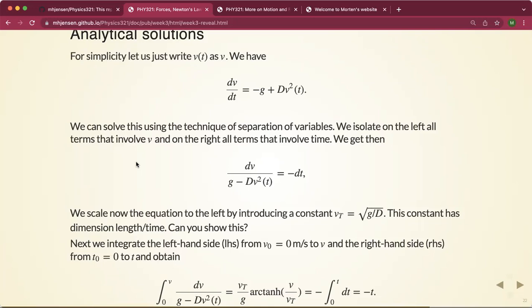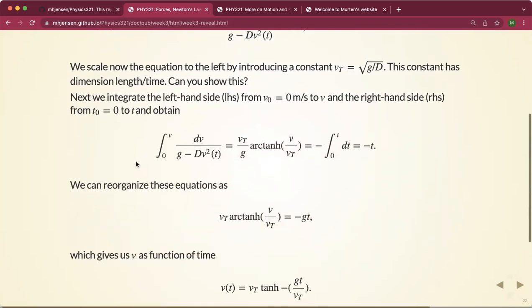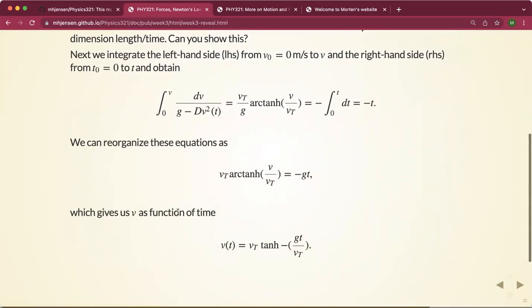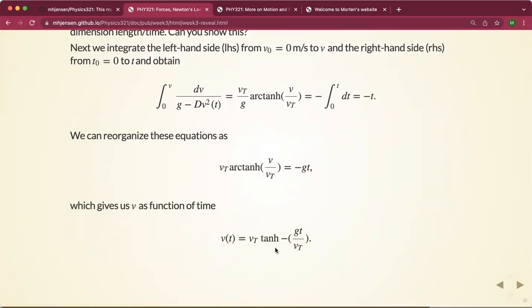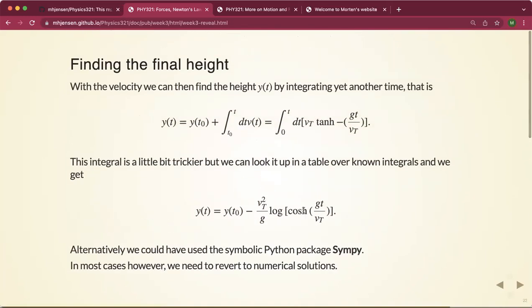So what we did last week was then to solve this problem. And after some integral manipulations here, we could then find that the velocity is given by the tan hyperbolicus times the gravitational constant times time divided by a constant. And then when we did that, we could then perform the same calculation for the position. And then we had analytical expressions for these quantities.